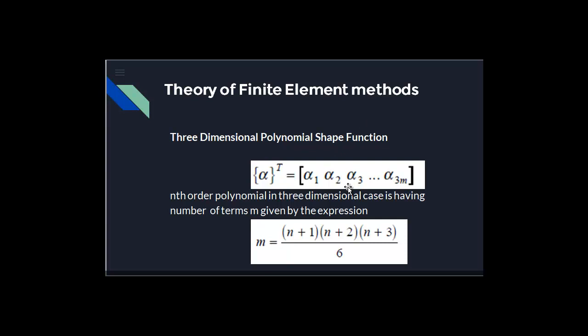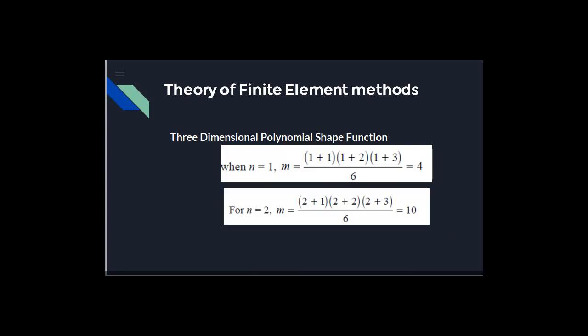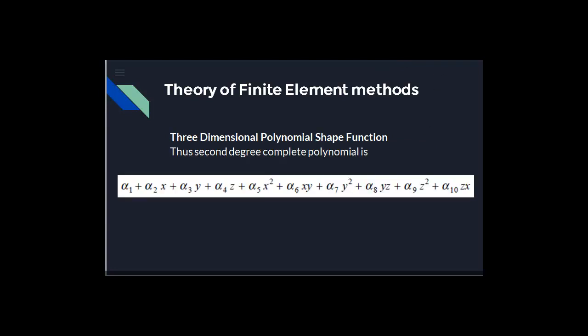An nth order polynomial in the three-dimensional case has the number of terms m given by the expression m equal to (n plus 1) into (n plus 2) into (n plus 3) divided by 6. Based on the value of n, the number of terms m will vary. For n equal to 1, m takes the value of 4. For n equal to 2, m takes the value of 10. Thus, the second degree complete polynomial is given like this.